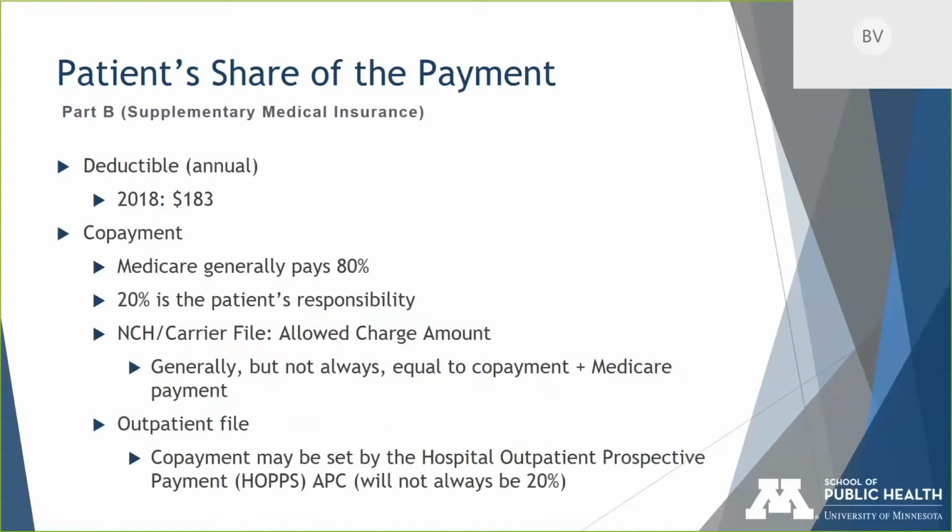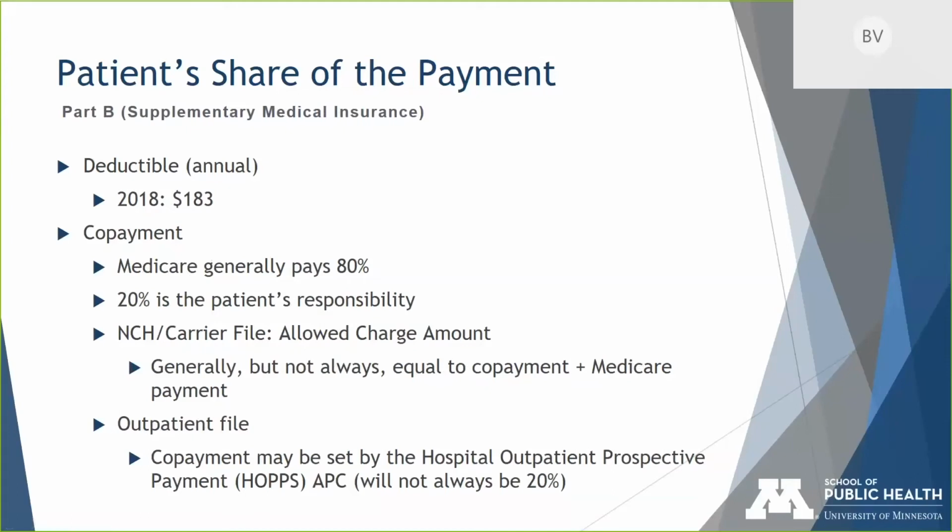Part B, which is supplementary medical insurance, is essentially things that happen that are not hospital, skilled nursing, or hospice. Here the deductible is much lower. It's only $183, and it is an annual deductible, but the copayments are generally higher. So usually Medicare will pay about 80%, and then the leftover 20% is the patient's responsibility.